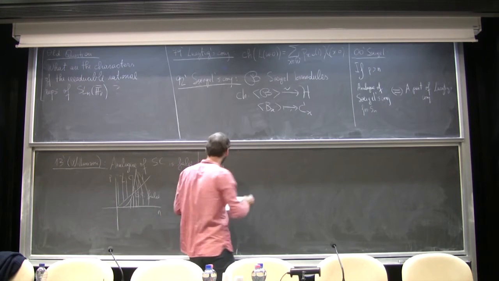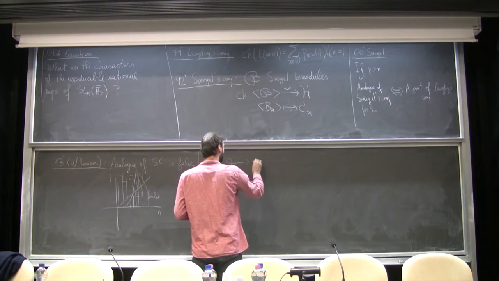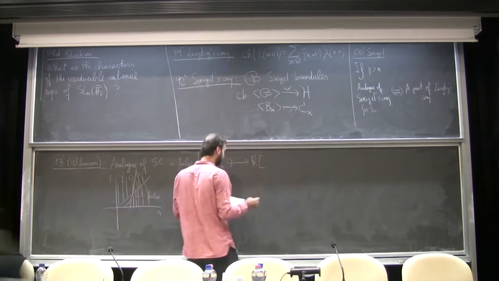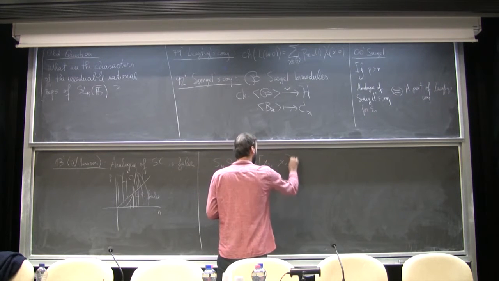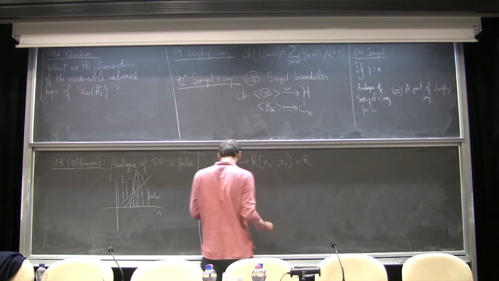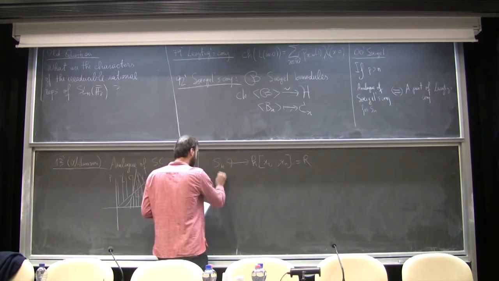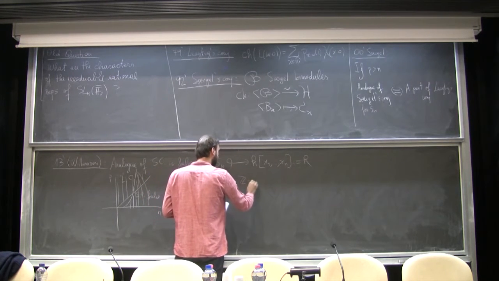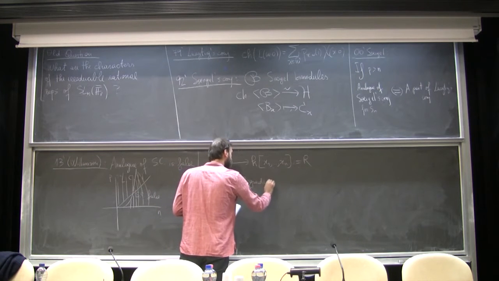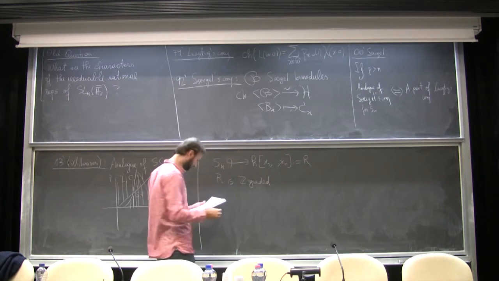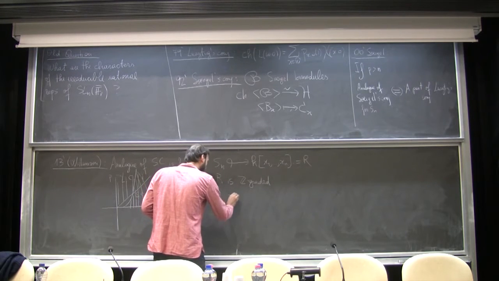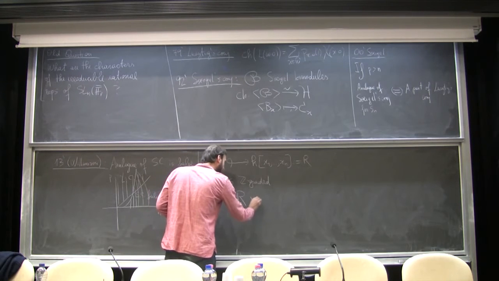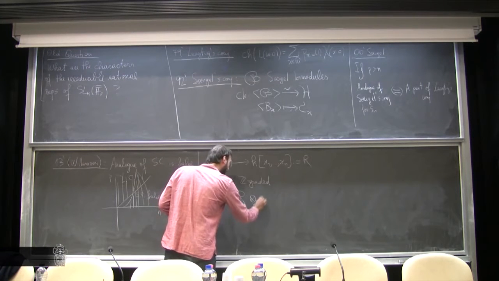So what are Soergel bimodules? So you have the symmetric group acting on V, K is a field, and acts on the string. So R is graded in a natural way. So you define B_s as the following bimodule: R tensor over R^s R, and B_s is R tensor over R^s of R.